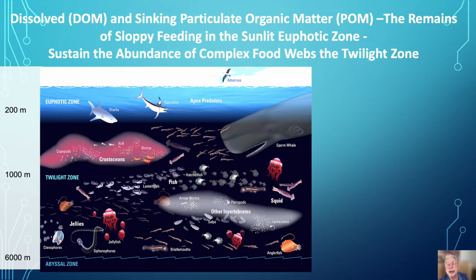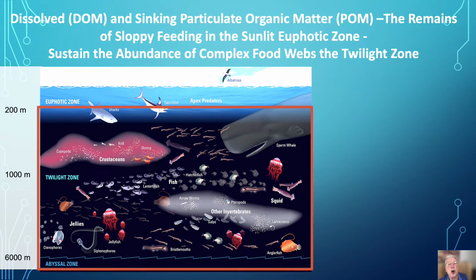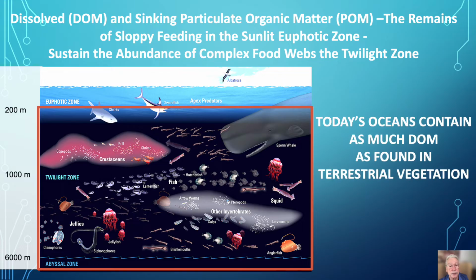In the upper sunlit euphotic zone, phytoplankton generate an abundance of dissolved organic matter and sinking particulate matter. That organic matter sustains an abundance of marine life in the complex food webs of the dark twilight zone. Today's oceans contain as much dissolved organic matter as exists in the Earth's terrestrial ecosystems.